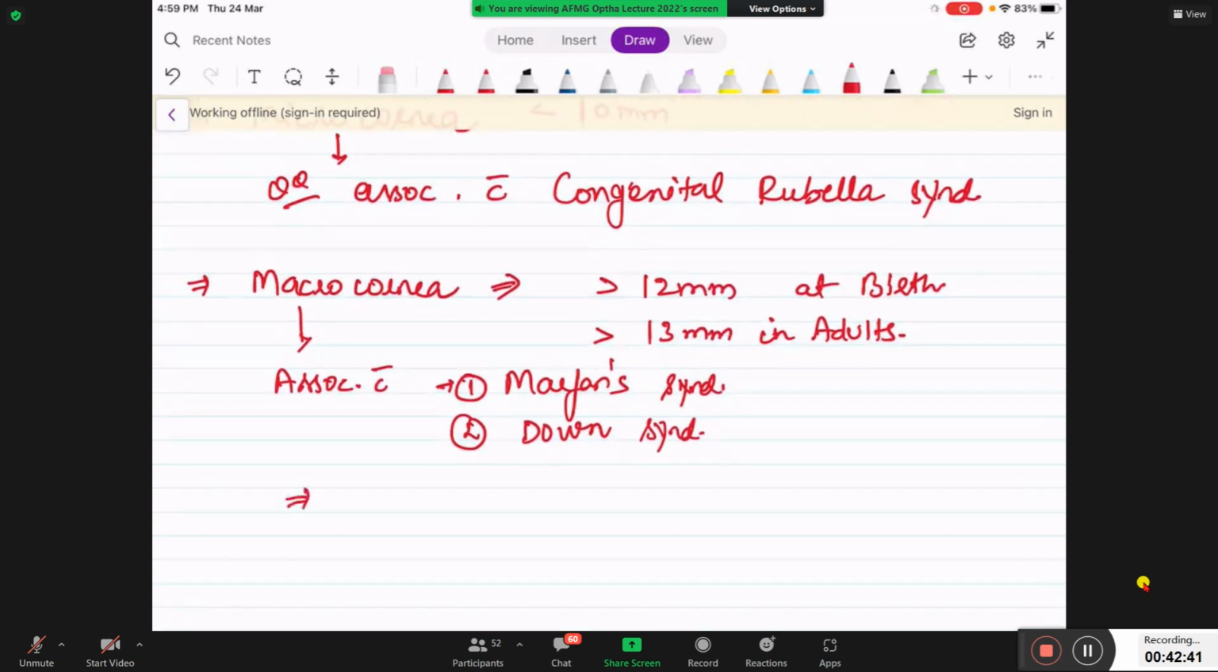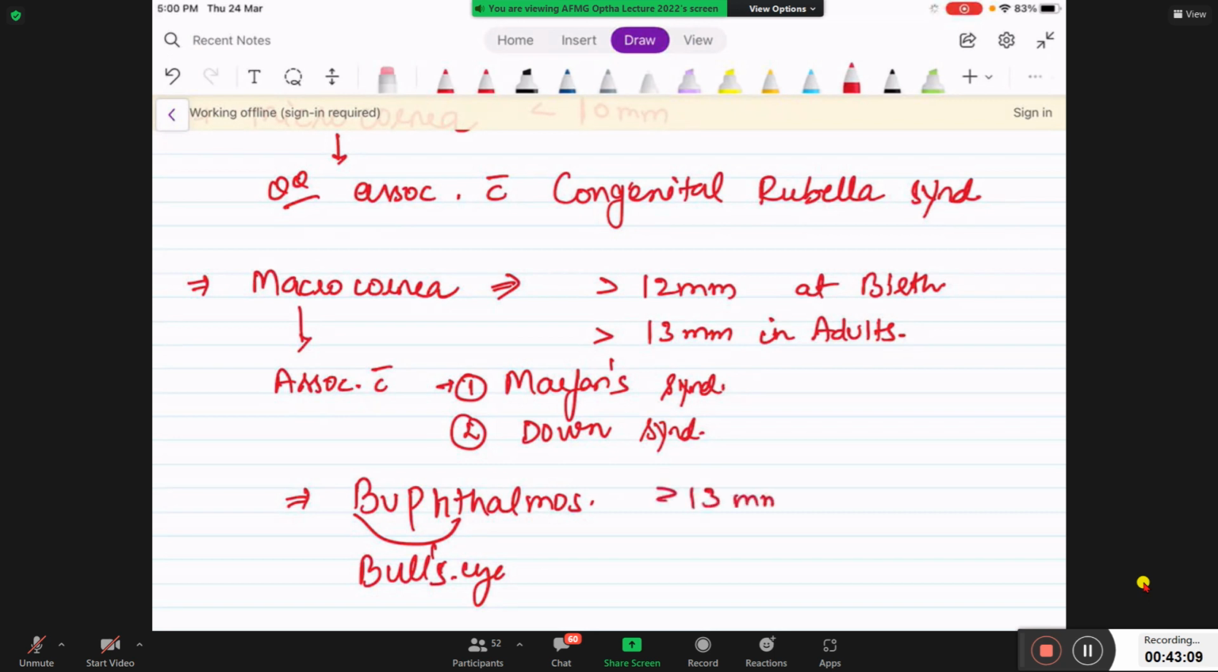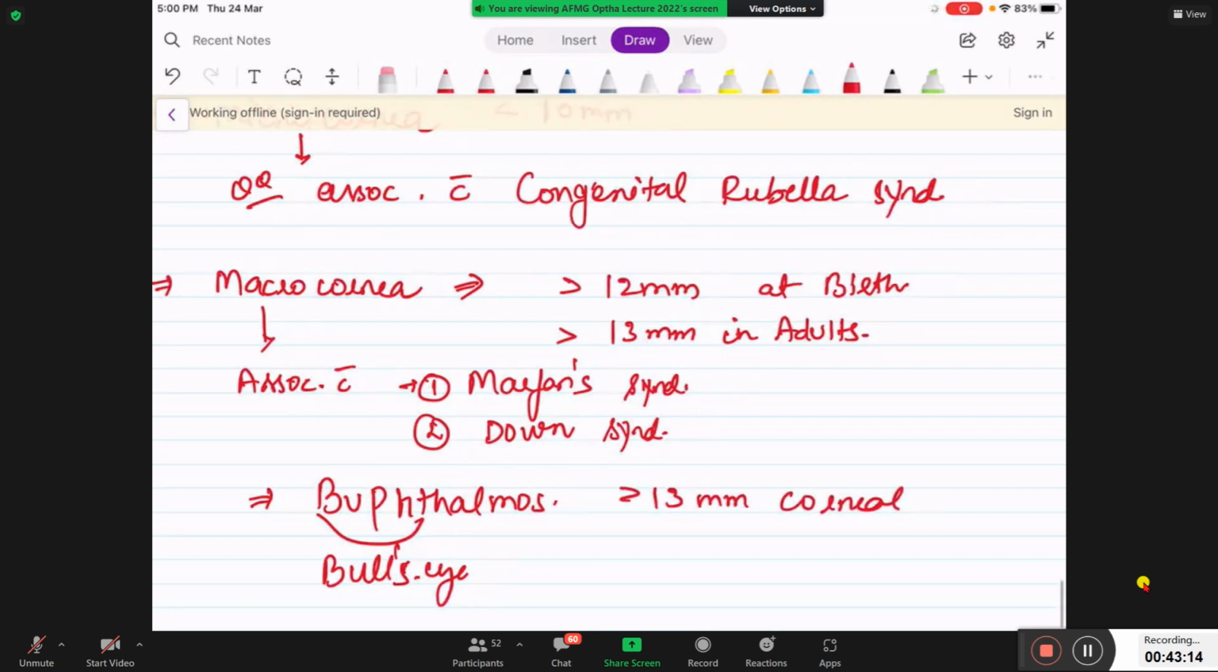Right. Now, there is another term called buphthalmos. What do you mean by buphthalmos? Phonetically, bu sounds similar to bull's eye, right? So buphthalmos means bull's eye, larger corneas. If the corneal diameter is more than 13 millimeters, write down, in buphthalmos there is more than 13 millimeter corneal diameter.